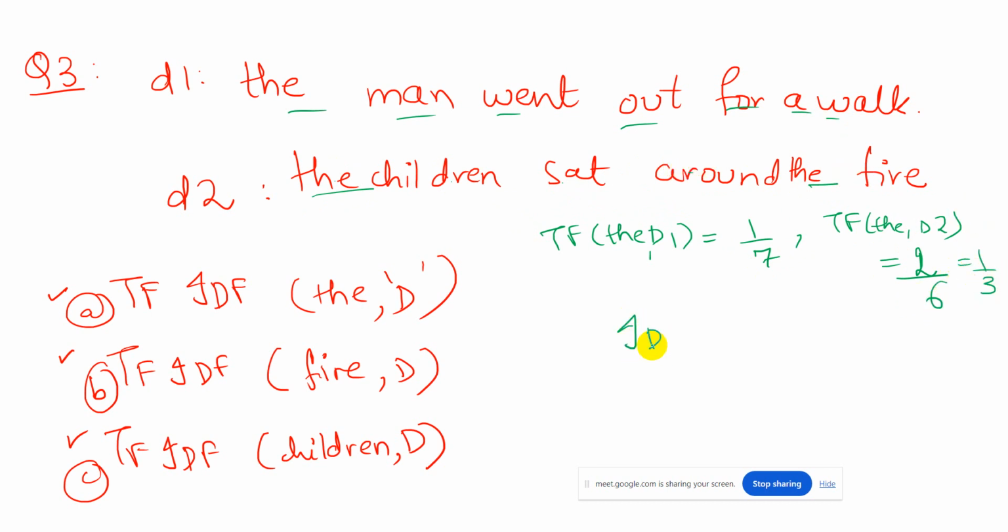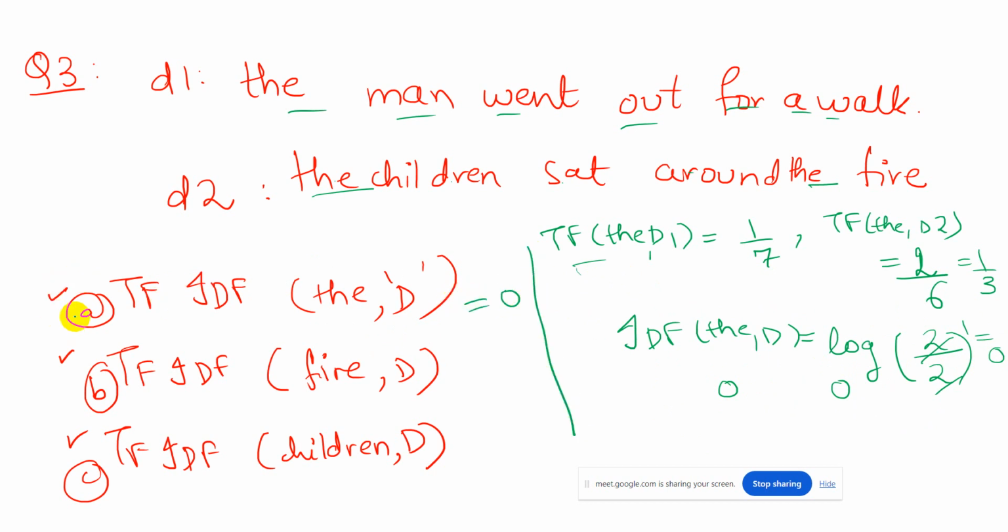Now IDF we should calculate across this corpus. How many documents are there in this corpus? 2. And how many of them contain the word "the"? 2. So this is log of 2 by 2, which is 0. So if you multiply, TF-IDF for the first document will be 0, for the second document will also be 0. So this TF-IDF value comes out 0 here. That is correct. I hope all of you are able to do this.